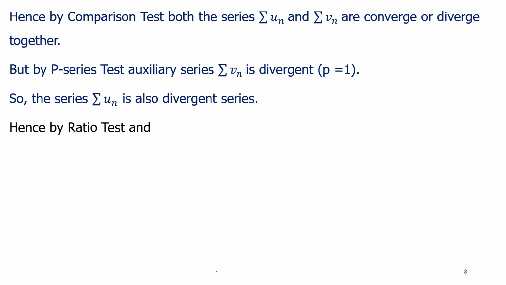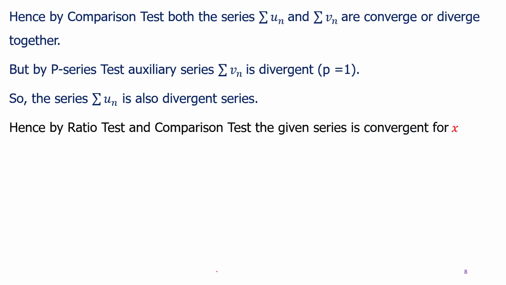Hence, by the ratio test and comparison test, the given series is convergent for x less than 1 and divergent for x greater than or equal to 1.